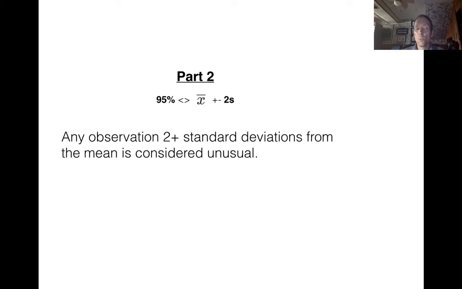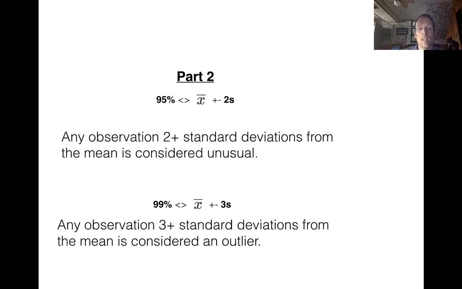So if that's what happens for 2 standard deviations, then what happens when you go to 3 standard deviations or more from the mean? We would think that would be even more extreme, and it is. If you're 3 or more standard deviations from the mean, that's when we consider you an outlier. So you're an extremely high score or you're an extremely low score.